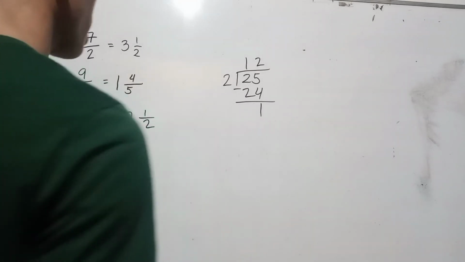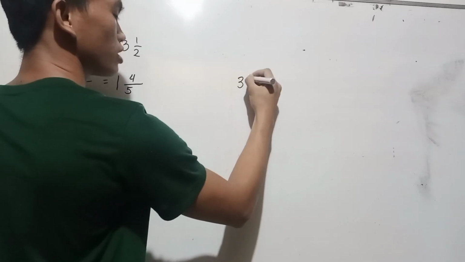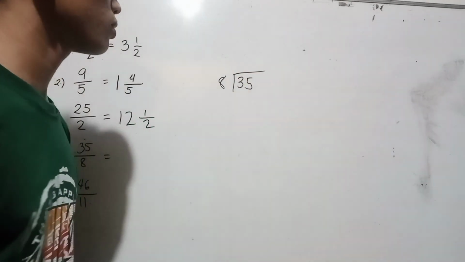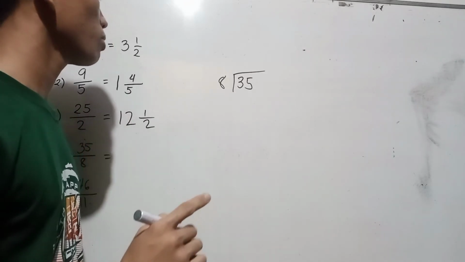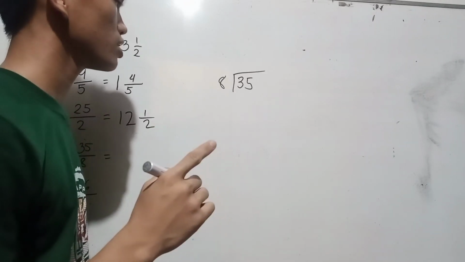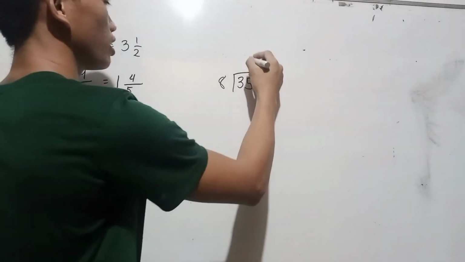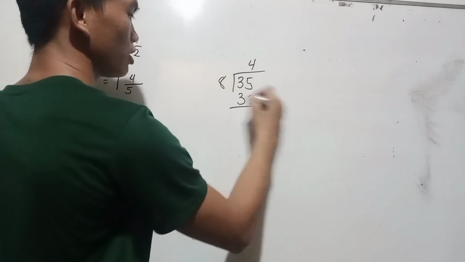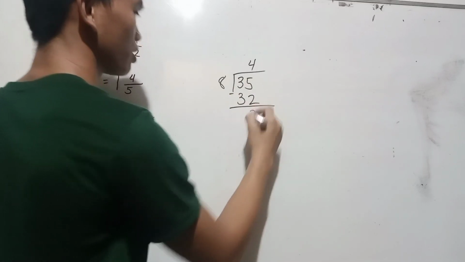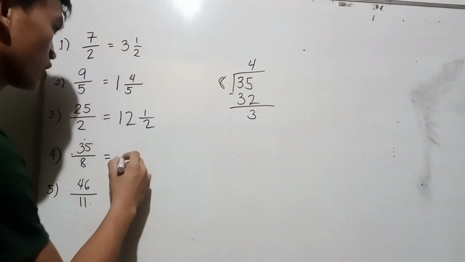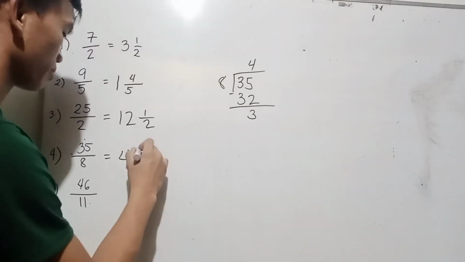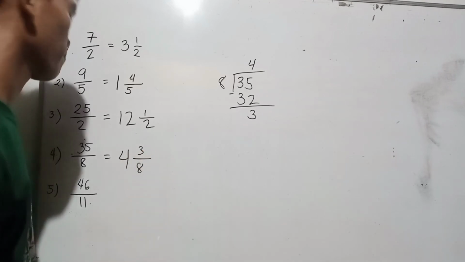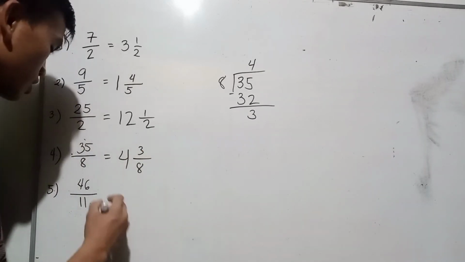Number 4. 35 goes in as the dividend and 8 is the divisor. Think of a number that, when you multiply by 8, the answer is lesser than 35. The answer is 4. 8 times 4 is 32. And 35 minus 32 is 3. So the quotient is 4, the remainder is 3, and the divisor is 8. Okay, that's done.